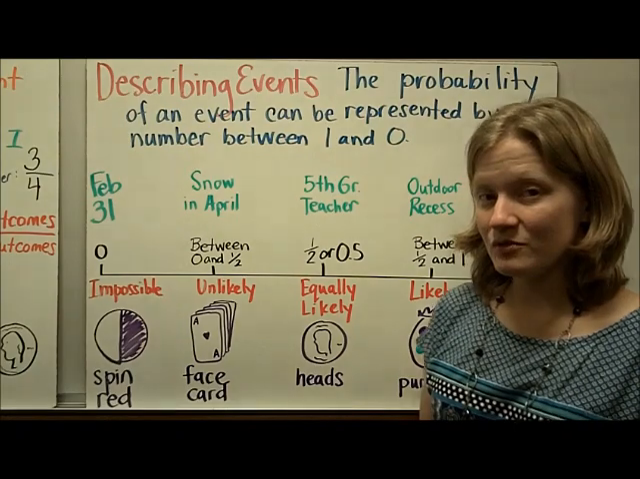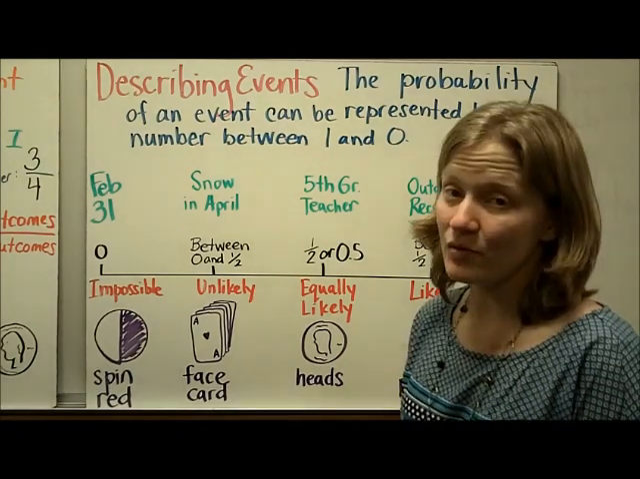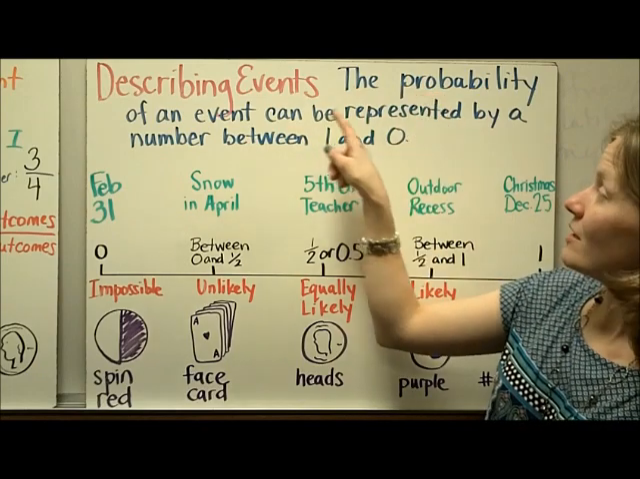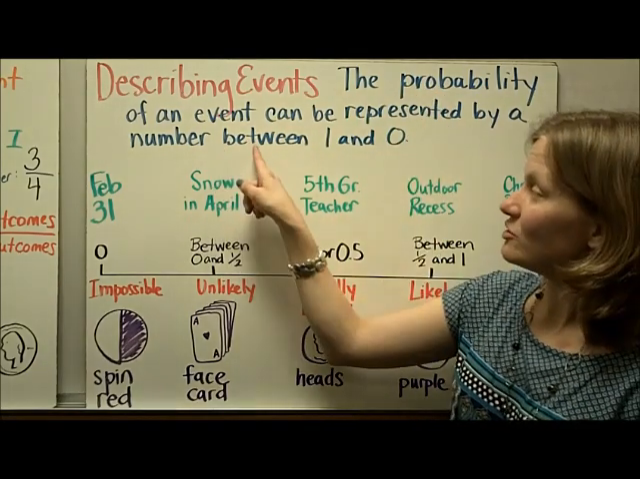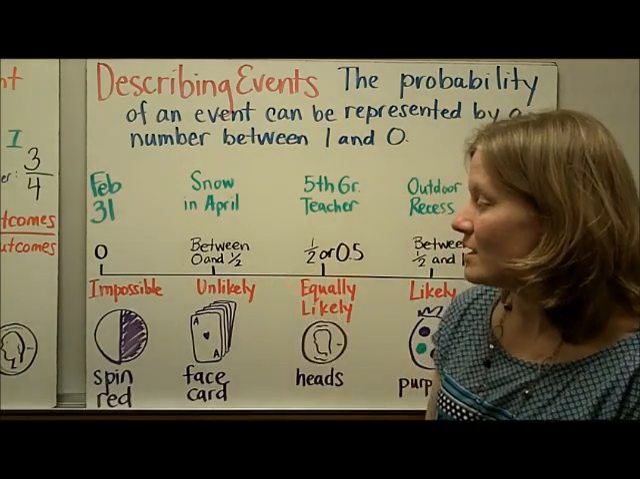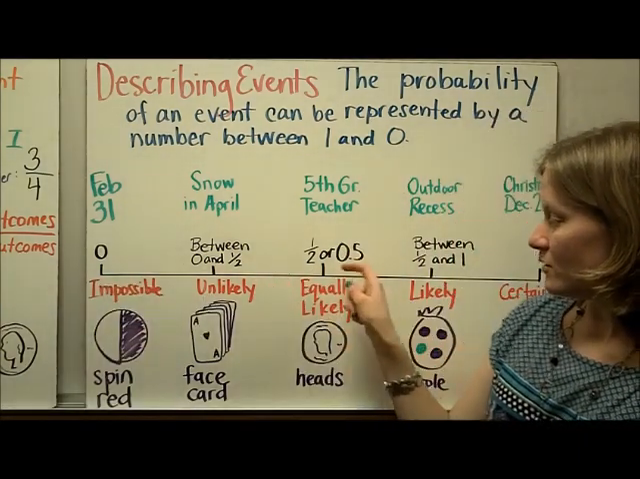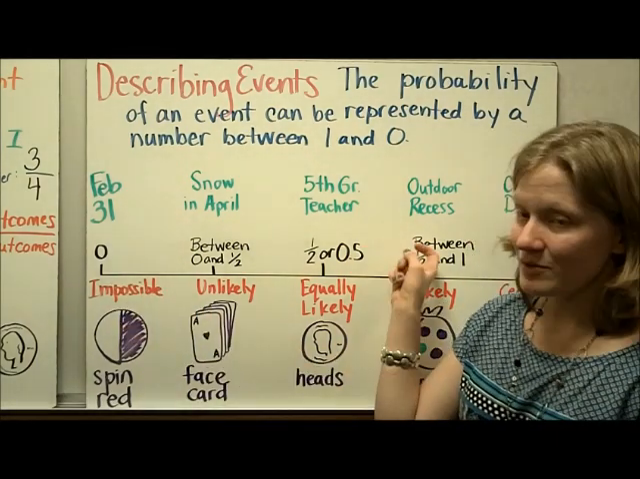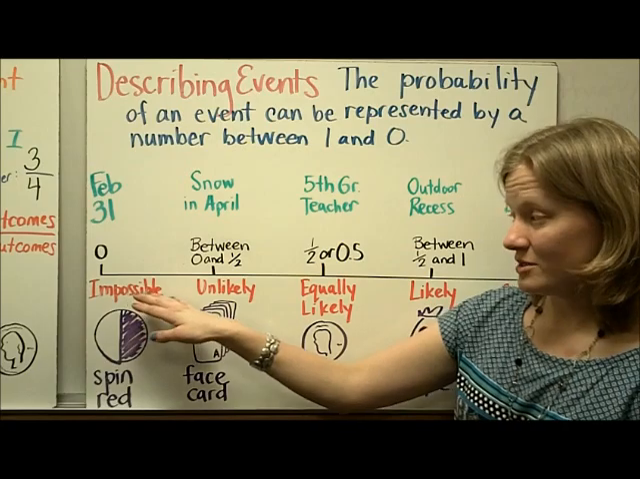You have to be able to describe probability using both numbers and words. When we talk about numbers, probability of an event can be represented by any number between 1 and 0. So you could use a fraction, or you could use a decimal too. Let's look at this chart here, drawn sort of like a number line, and look at the numbers to represent probability and the words that correspond with it.